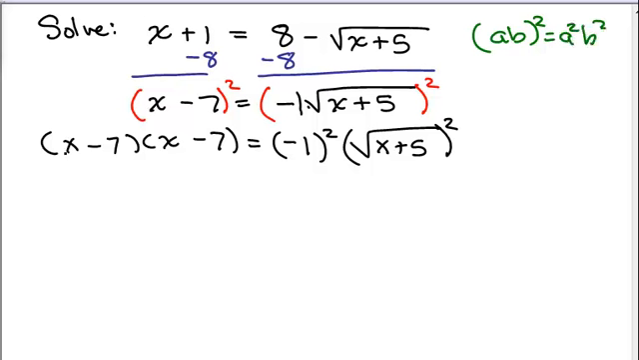So let's do the left-hand side. FOIL method, x squared. The outer term is negative 7x, and the inner term is negative 7x. So that gives you negative 14x plus 7 times 7 is 49. It's really negative 7 times negative 7. But it would also be fine to go directly from this x minus 7 squared if you know the formula. Now, negative 1 squared is just going to be positive. So notice what I get over here when I square the square root, I end up with just x plus 5.